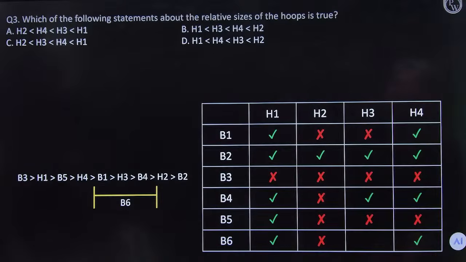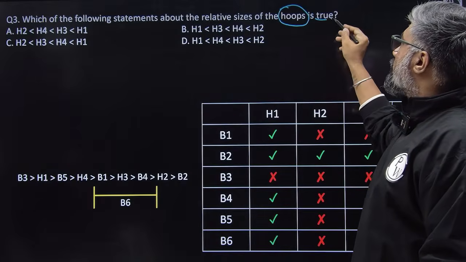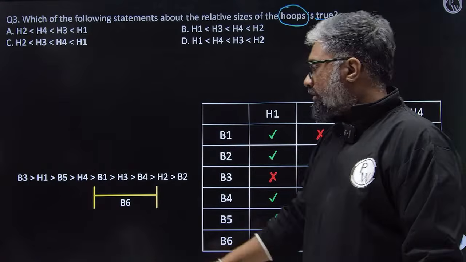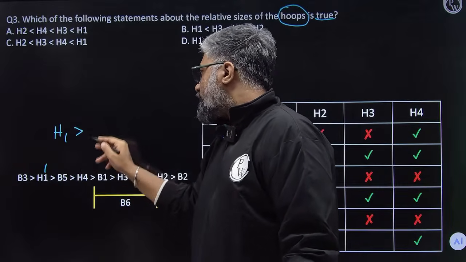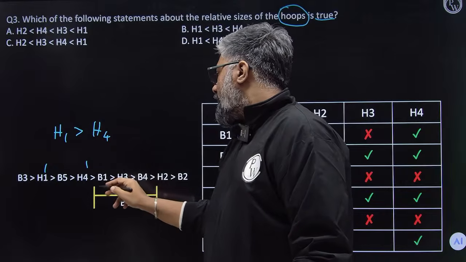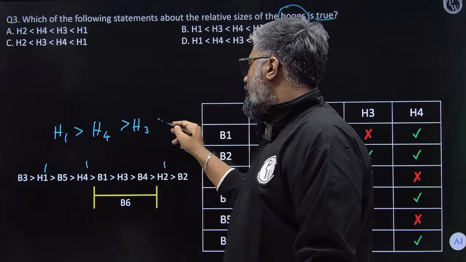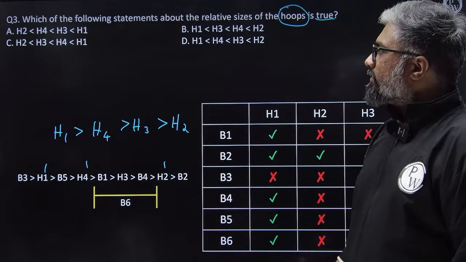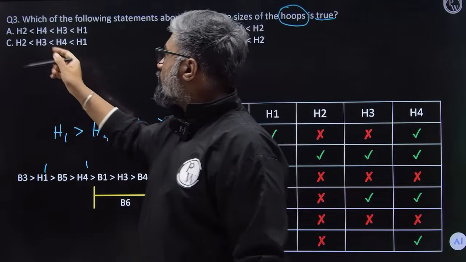Try this one. Which of the following statements about the relative sizes of the hoops is true? Hoops, true. What are the sizes of the hoops? H1 is the largest. Then I have H4. Then I have H3. And then I have H2. So 1, 4, 3, 2. This is the order descending. Let's see. Is it 1, 3, 4, 2? No, it's not 1, 3, 4, 2. Option A is out.